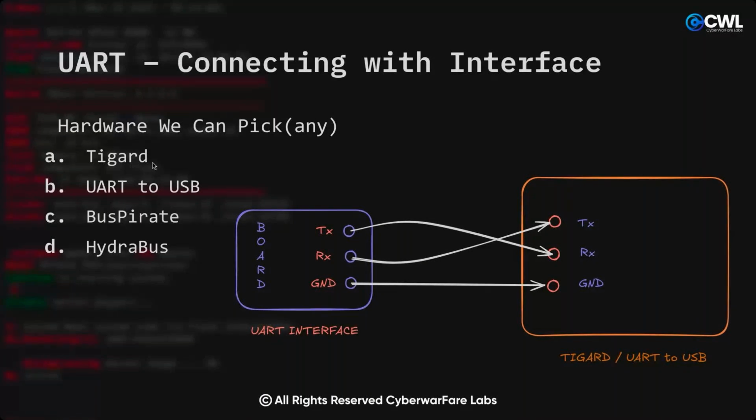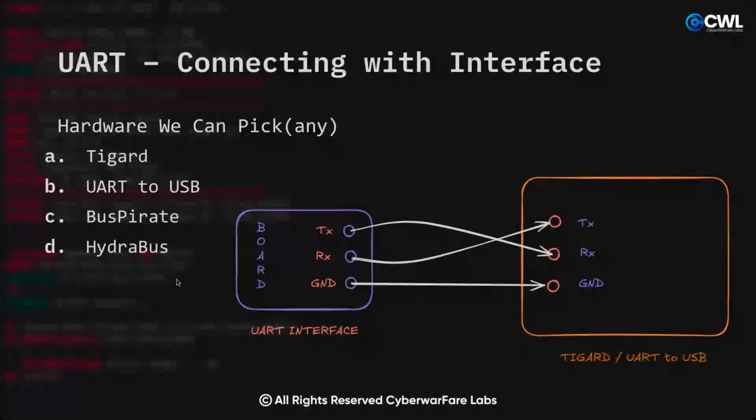Tigard is a very good device which allows you to dump the firmware. It has SPI, UART, JTAG, Cortex. So Tigard has every feature, and we have the UART, USB Bus Pirate is also good. Hydra Bus is also good. We can give 4 devices if you don't want to spend so much money. Right now, you can go with UART to USB. It will probably cost around $4 or $5.